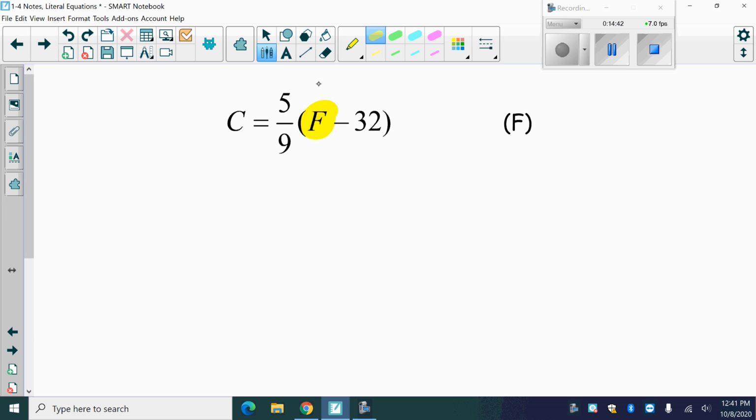In order to eliminate a fraction, or in other words, in order to move it to the other side, however you want to say it, you're going to multiply by the reciprocal. Reciprocal just means the opposite. So in this case, we have 5/9. So we're going to flip it, put the numerator on the bottom and the denominator on the top, which is 9/5. So I'm going to multiply both sides of this equation by 9/5.